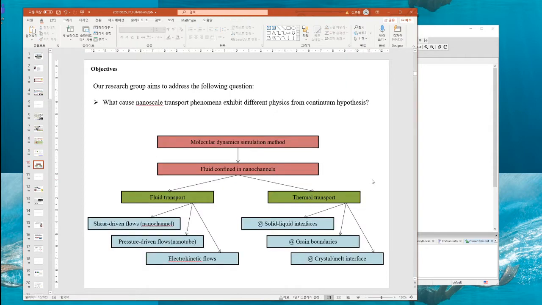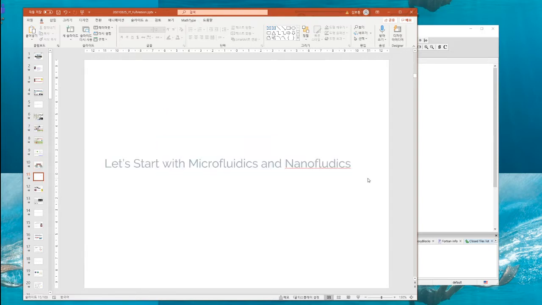Okay. All right, so basically my lab is using a molecular dynamics simulation method to model fluid compounds in nanochannels, and we are modeling fluid transport and thermal transport. So the first thing is, let's start with microfluidics and nanofluidics.